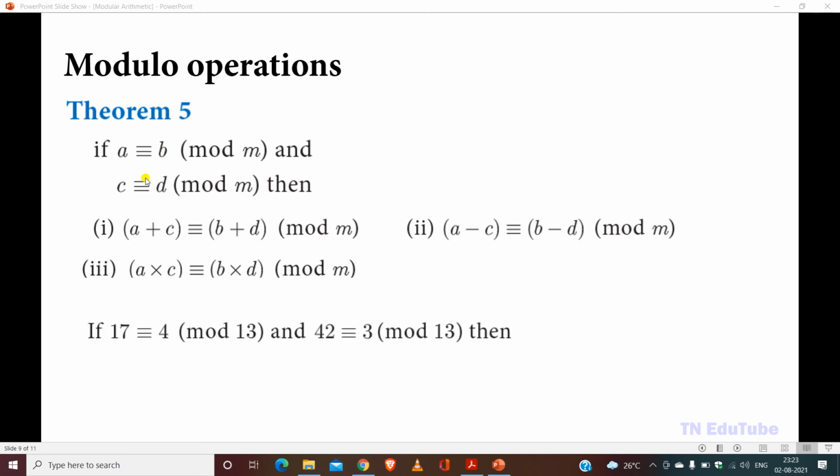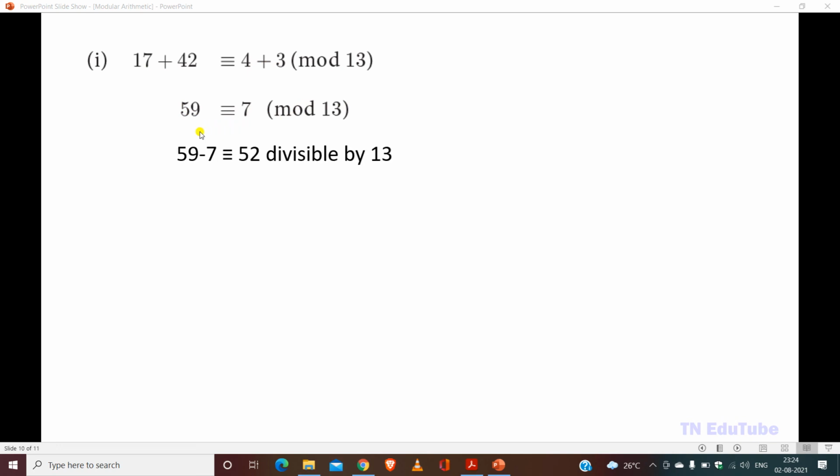Okay. Some examples will be there. If 17 is congruent to 4 mod 13 and 42 is congruent to 3 mod 13, we can apply this result. See, 17 plus 42 is congruent to 4 plus 3 mod 13. 17 plus 42 is 59. 59 is congruent to 7 mod 13. When you are dividing this, 59 minus 7, what do you get? 52. 52 is divisible by 13. So hence the result is true.